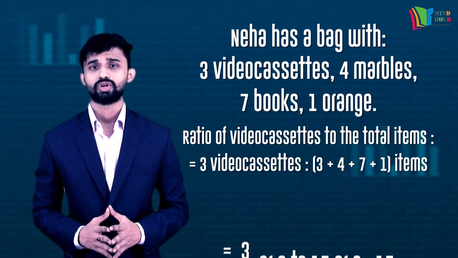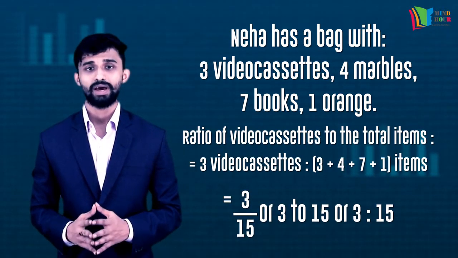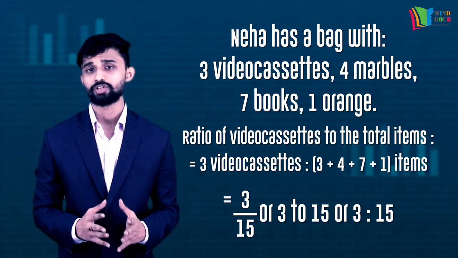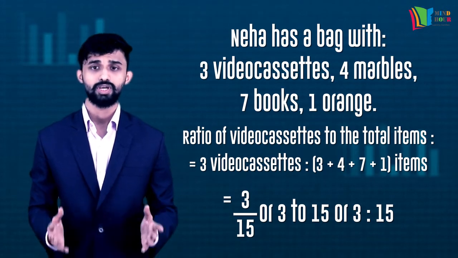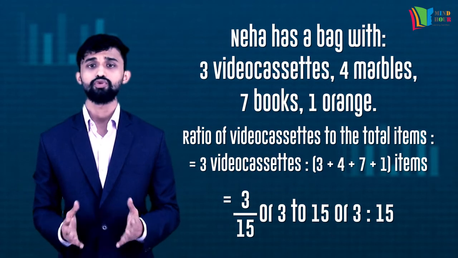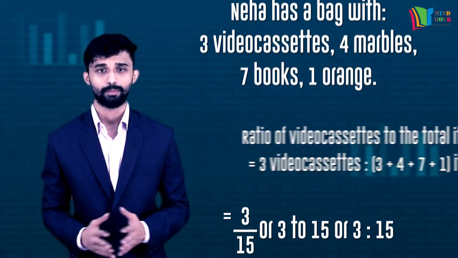What is the ratio of video cassettes to the total number of items in the bag? There are 3 video cassettes and the total number of items is 3 plus 4 plus 7 plus 1, which is 15. The answer can be expressed as 3 by 15 or 3 to 15 or 3 colon 15.